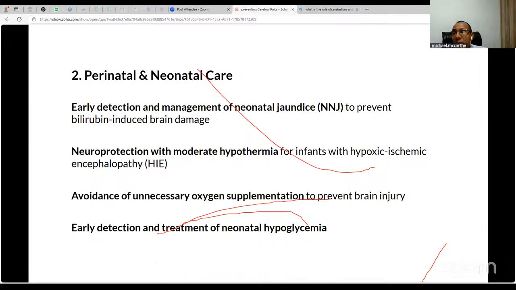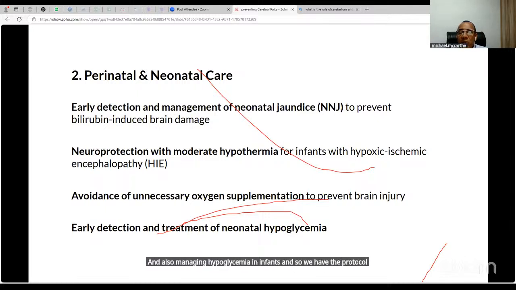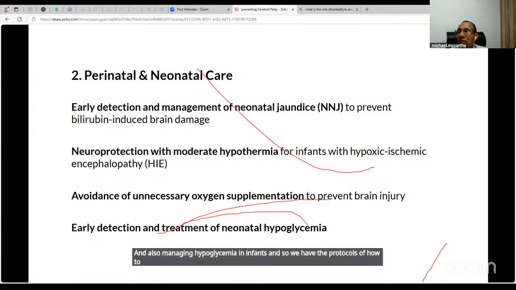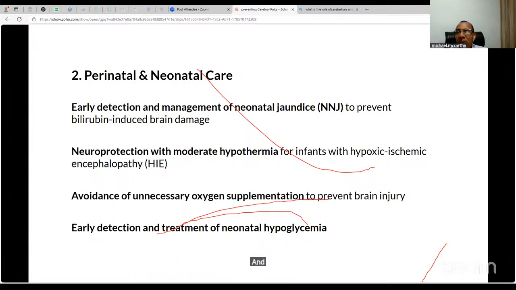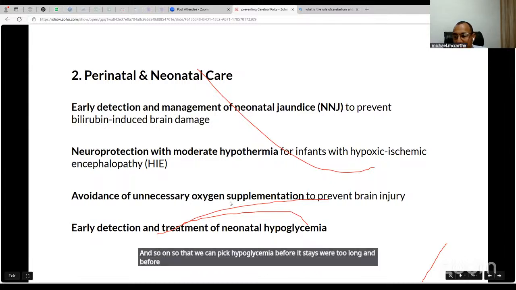And also managing hypoglycemia in infants. And so we have the protocols of how to monitor hypoglycemia, when to check for hypoglycemia, which babies need to have screening for hypoglycemia after delivery, and so on, so that we can pick hypoglycemia before it stays for too long and before it can cause damage.